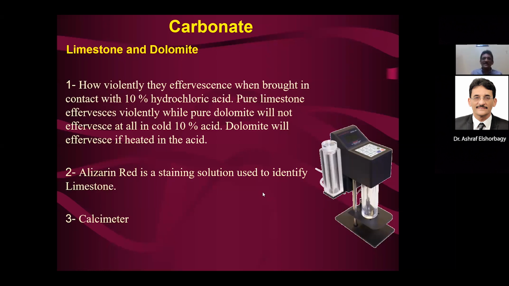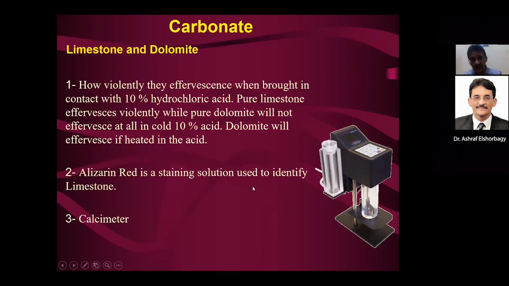So guys, very fast again, how can we differentiate between limestone and dolomite in the field? We can differentiate using HCl 10%. We can use the alizarin red to identify the limestone, and we can use what's called the calcimeter to give exactly the percent of the limestone and the percent of the dolomite.